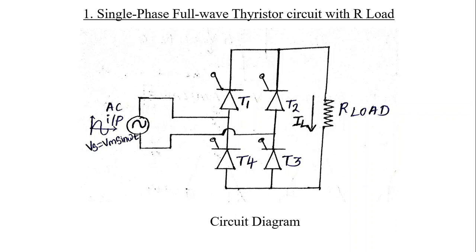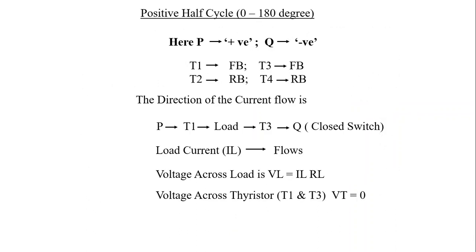With the fully controlled rectifier, the output voltage can be controlled by varying the thyristor firing delay angle alpha. Next, we will see the current flow diagrams, what happens in the positive half cycle and negative half cycle in the rectifier.